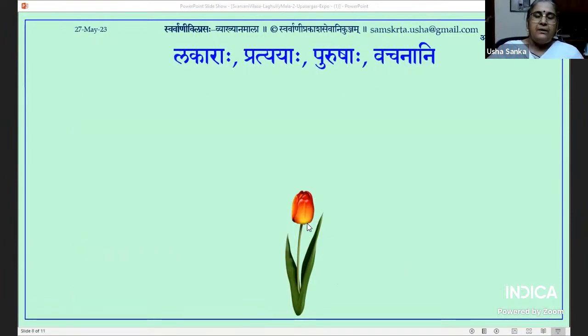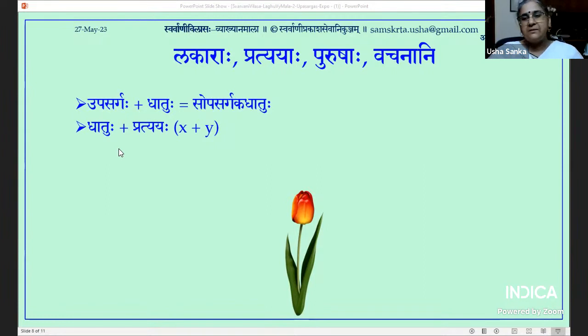Then let us see some other details. Before we go ahead, I'm not covering all the basic elements required to explain upasargas in this series. I'm assuming certain things, but I still want to connect you with those ideas, at least to the level needed for understanding these classes. So first, we have understood that upasarga plus dhatu is a sopasarga ka dhatu. And we have an X plus Y principle. I'm building these classes on a level basis, so I can't repeat all the points. You can listen in the beginner classes to learn what X plus Y is.